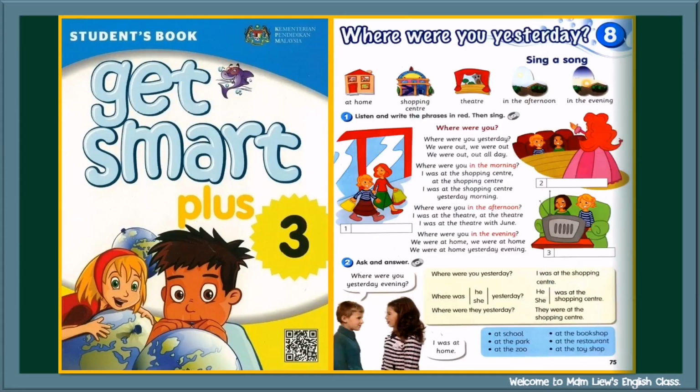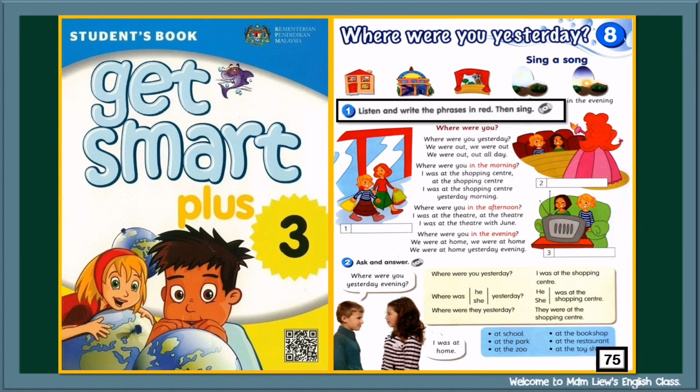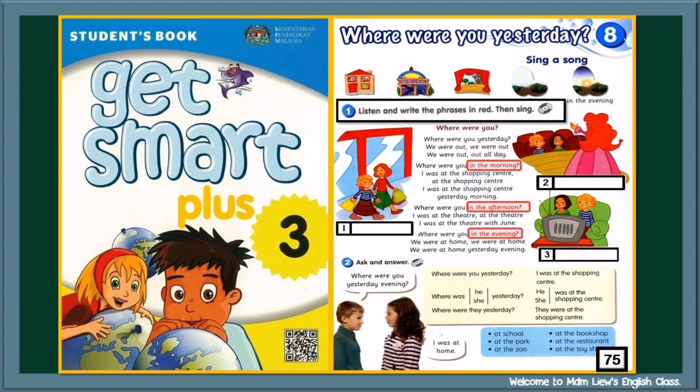Now, get ready your textbook. Turn to page 75. We are going to do activity 1. Listen carefully to the song and write the phrases in red. In the morning. In the afternoon. In the evening. Write them in the boxes. Number 1, number 2, and number 3. Do not write your answers in your textbook. You can write them on your exercise book. Now, listen to the song and write. Ready?